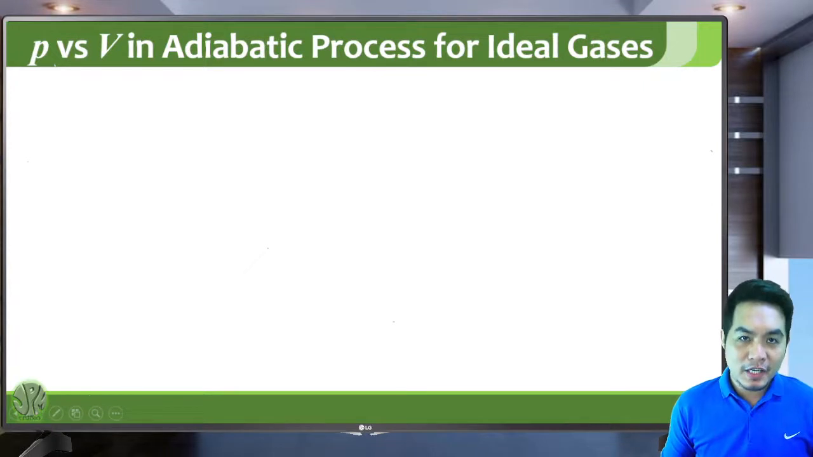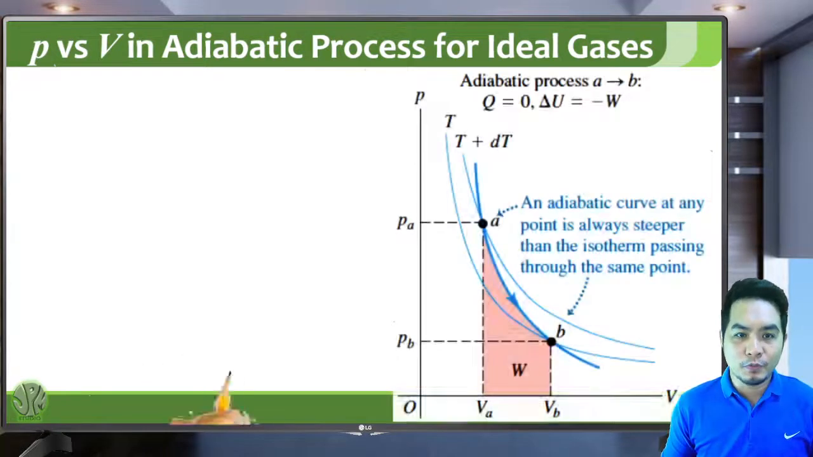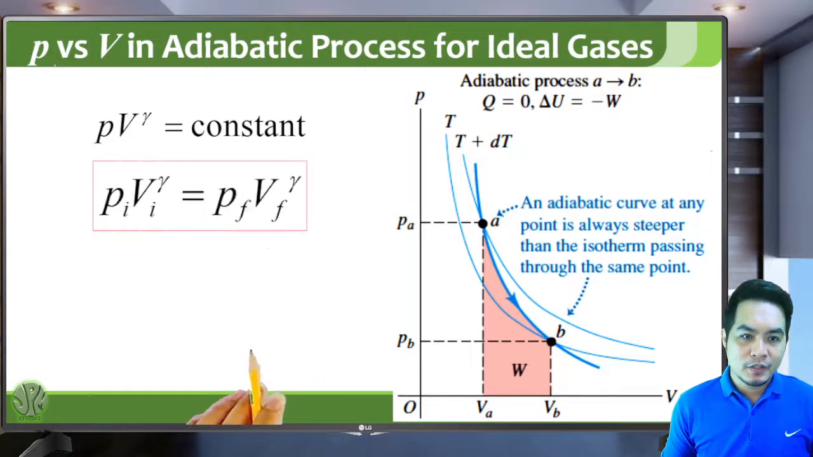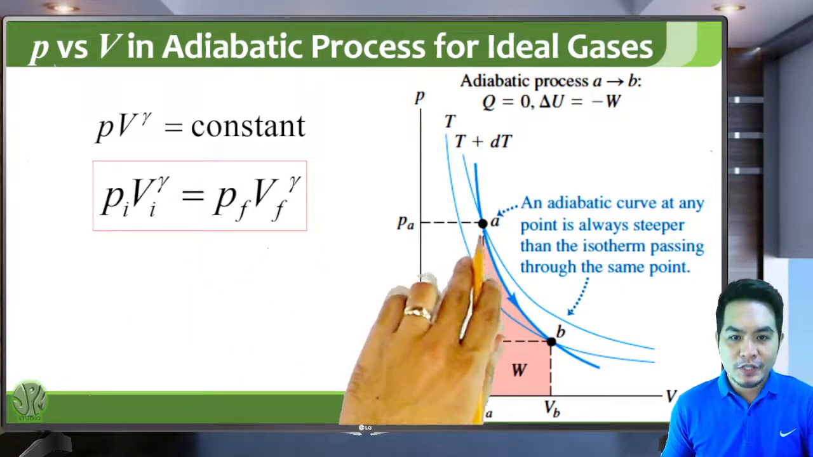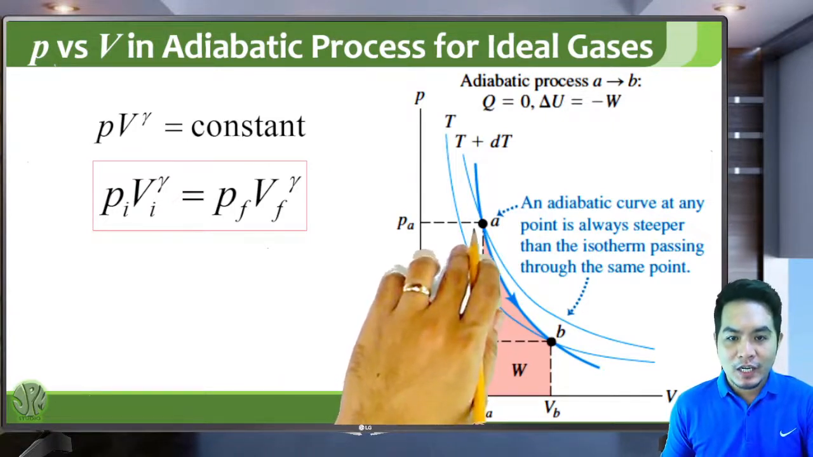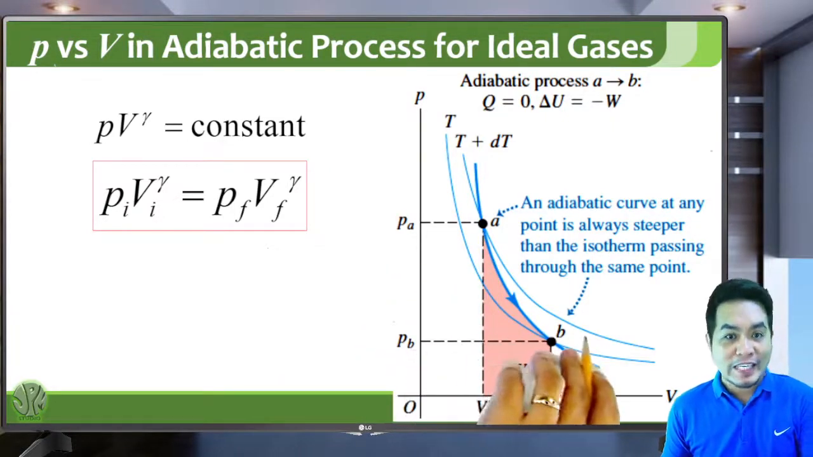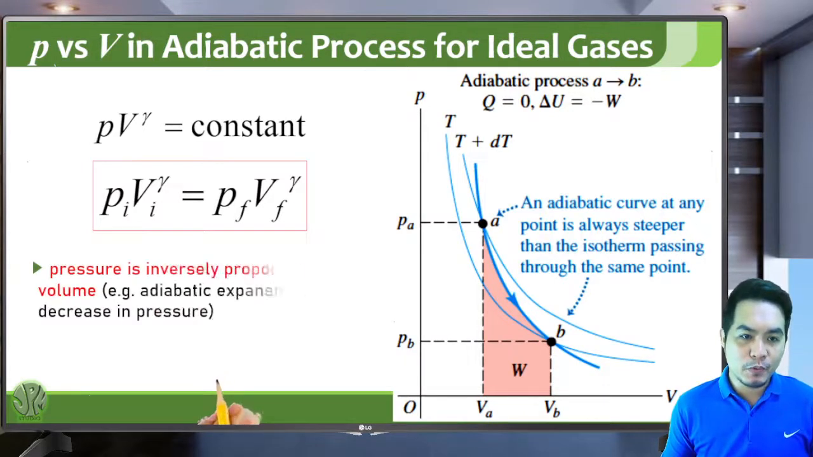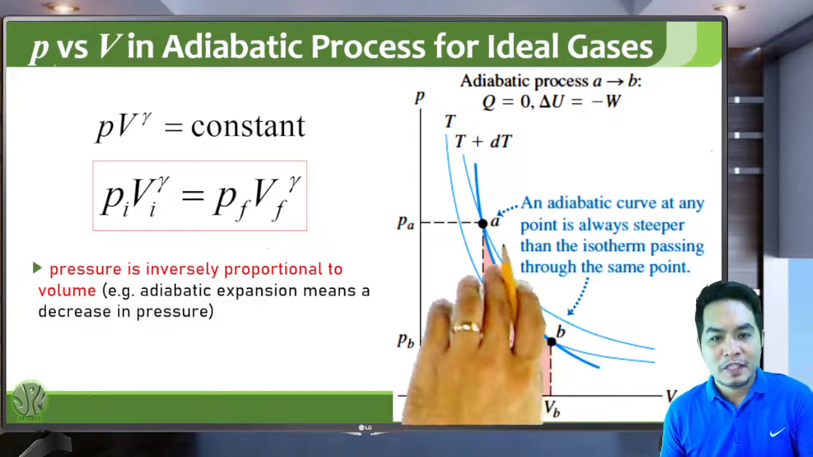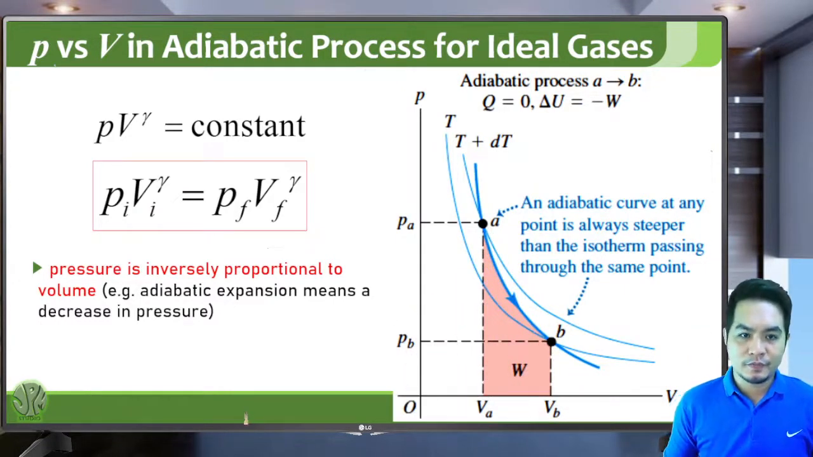How about the relationship between pressure and volume? Pressure and volume are related by this one. If you will notice, if the pressure decreases, the volume increases. So the relationship between pressure and volume is also inversely proportional. In adiabatic expansion, the volume increases, but the pressure decreases.